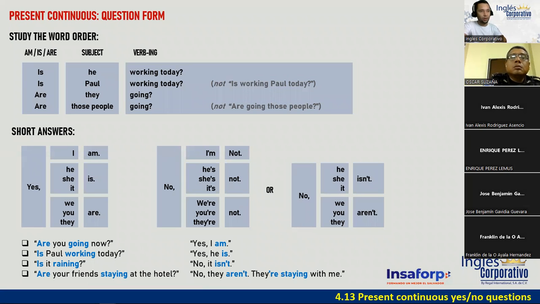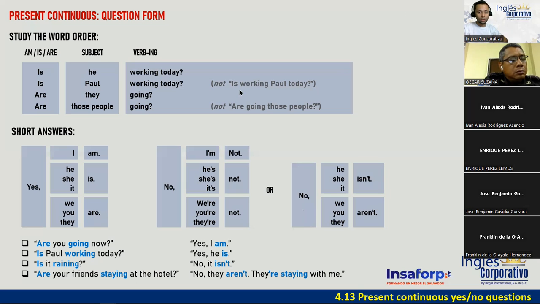Permítanme, vamos a mover aquí la pantalla un poco. Ok, decimos, is he working today? Is Paul working today? Are they going? Are those people going? Siempre va así, ¿verdad? Tenemos primero am, is, or are, luego el subject y luego el verbo en ing. Como les comentaba la semana pasada, el inglés es bastante, digamos, rígido en el sentido que no es como el español en que podemos cambiar el orden de las palabras antojadizamente. En inglés hay un orden bien específico y en este caso para hacer la pregunta primero va el verb be, luego el sujeto y luego el verbo en ing. Si nosotros cambiamos ese orden, entonces ya no funciona adecuadamente.